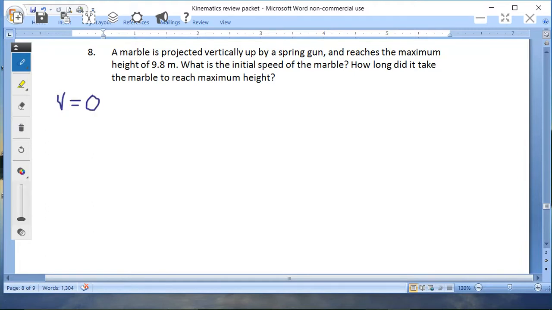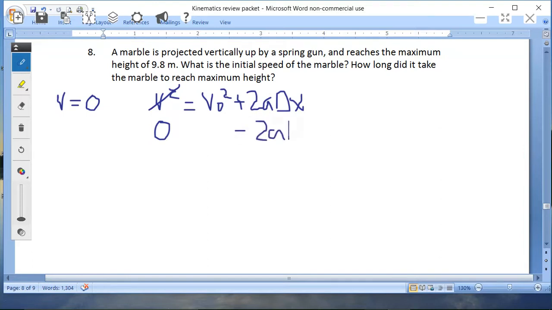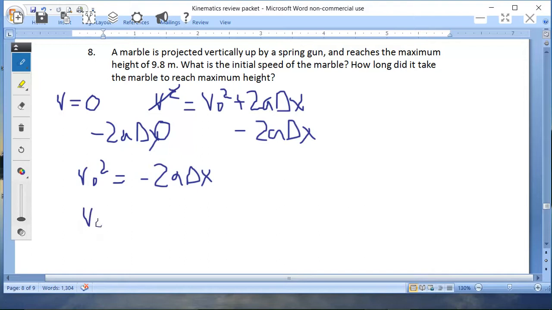We're first going to solve for the initial speed of the marble by using the third kinematics equation. It says v squared is equal to v0 squared plus 2a delta x. This is equal to 0. I can rearrange my equation by subtracting 2a delta x from both sides. My expression becomes v0 squared is equal to negative 2a delta x. Getting rid of the square, I take the square root, and that becomes v0 is equal to the square root of negative 2a delta x.